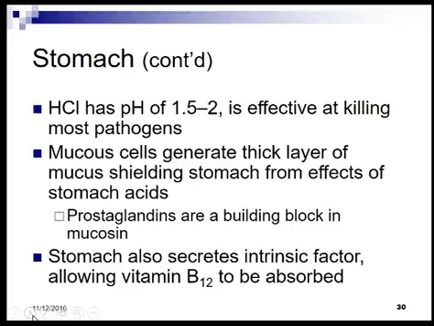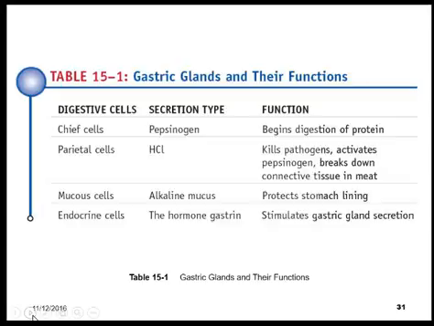Mucus cells can generate a thick layer of mucus which shields the stomach from the effect of the stomach acids. Prostaglandins are the building block for mucosin, or that mucus layer that protects the stomach. The stomach also secretes intrinsic factor, which allows vitamin B12, which is known as cyanocobalamin, to be absorbed. So, a table from your text gives the type of cell in the stomach, the type of chemical that's secreted from that cell, and what its function is.